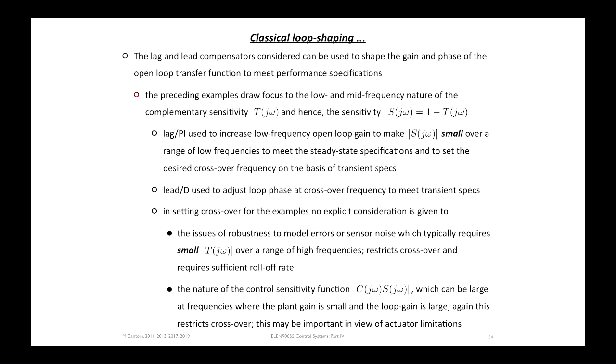But it's important to realise that there will be limits on how far you can push the crossover frequency to the right, because of the need to roll off the complementary sensitivity function at frequencies where you might have substantial measurement noise or substantial multiplicative modelling uncertainty. Okay, so it's important to bear in mind that with the design of one degree of freedom, you're trying to satisfy lots of different objectives: not just steady state objectives, not just transient objectives, but robustness to modelling uncertainty objectives, and reduction of sensitivity to measurement noise objectives.